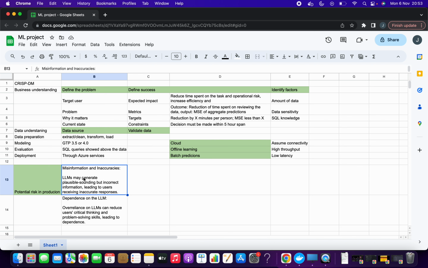As a potential risk, I see that LLM models may hallucinate, so they may generate incorrect or artificial answers. The other one would be the dependency on the LLMs by the users, as they would be very dependent on the outcome of the LLMs.